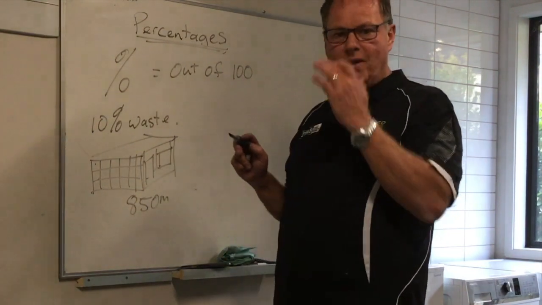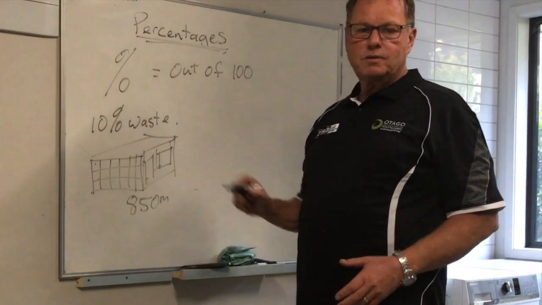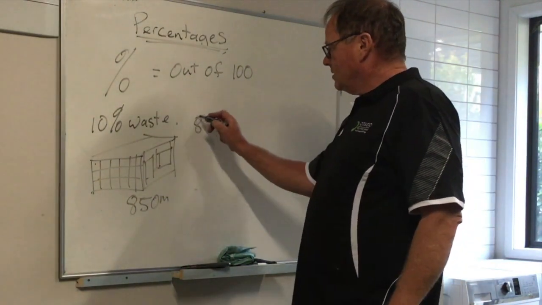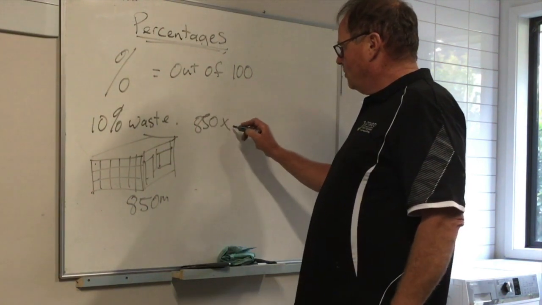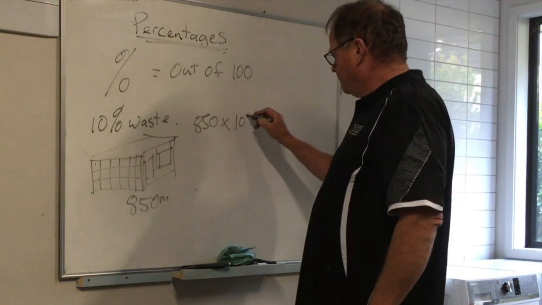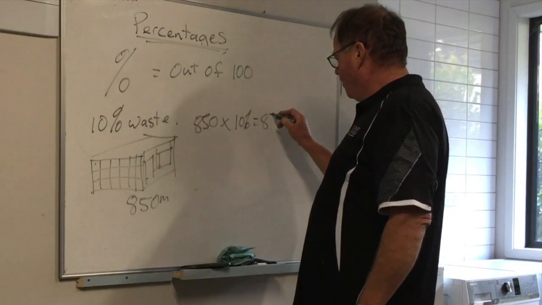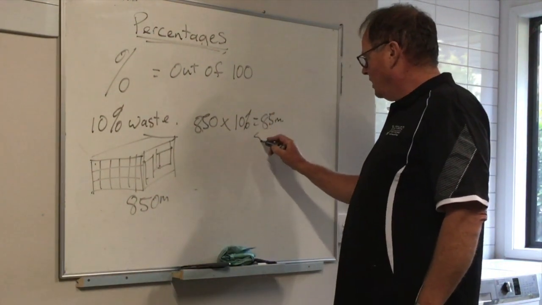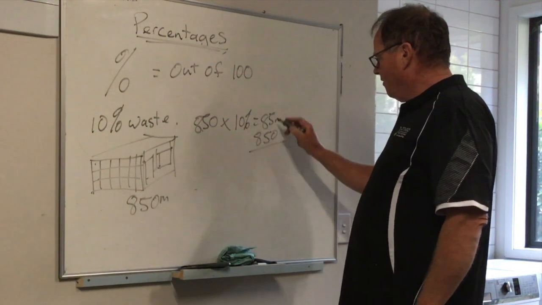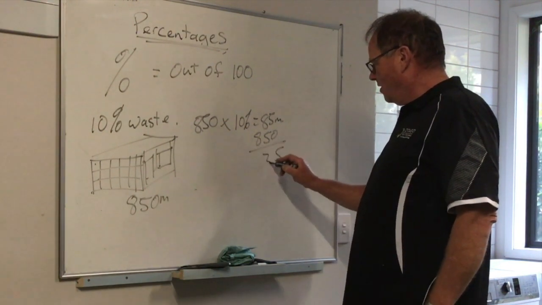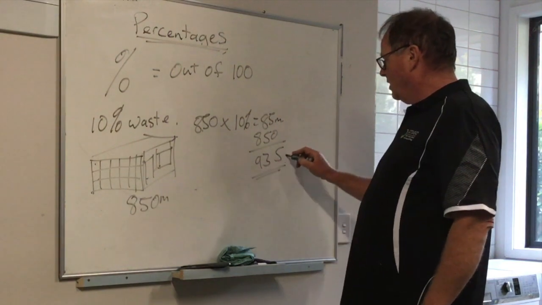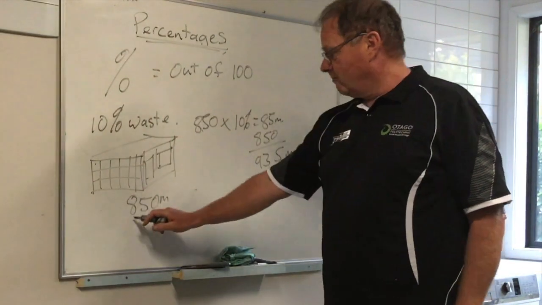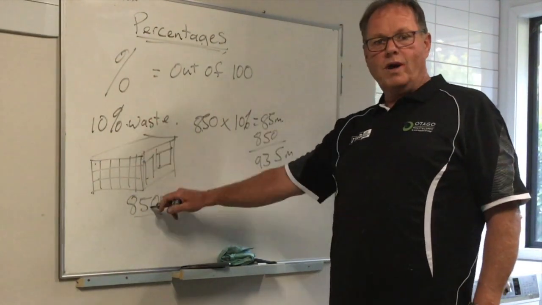There's always going to be a certain amount of waste. In this particular case, we've been given 10%. So 850 metres times 10% equals 85 metres. So we'll add 85 metres to that. 850 and 85 would be 935. So if we ordered 935 metres, we're going to get our 850 plus our 10% waste.